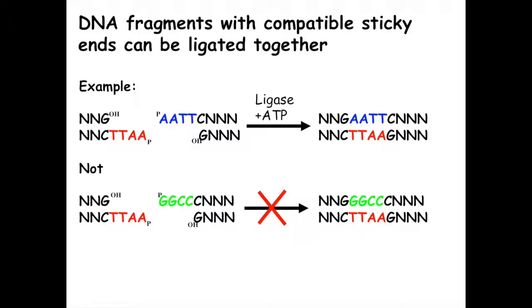So DNA fragments with compatible sticky ends can be ligated together. When that happens, we use an enzyme called ligase, and we have to add ATP to be able to combine them and put them back together again. So the sticky ends need to match, so they have to have the same complementary sticky ends to be able to do that in the research lab.